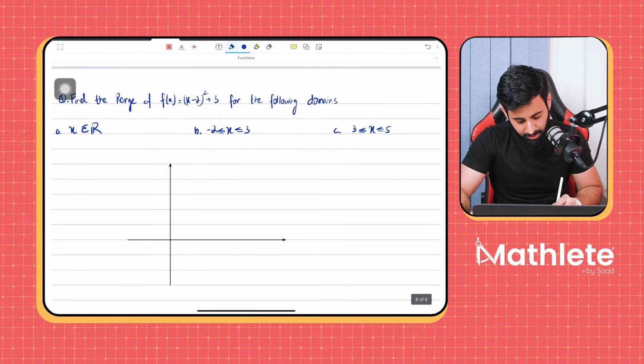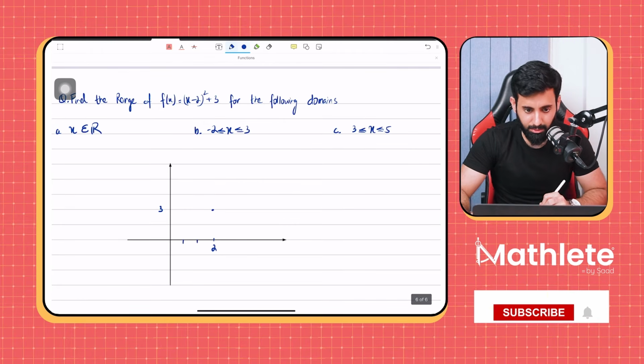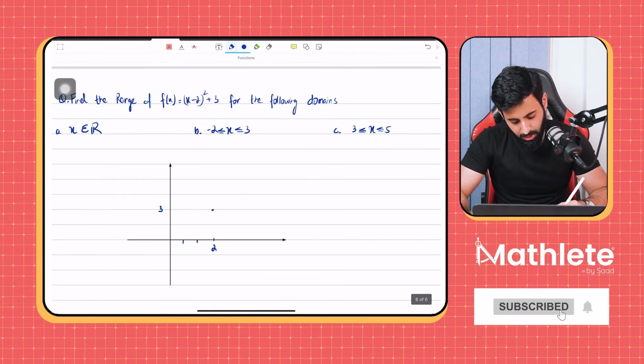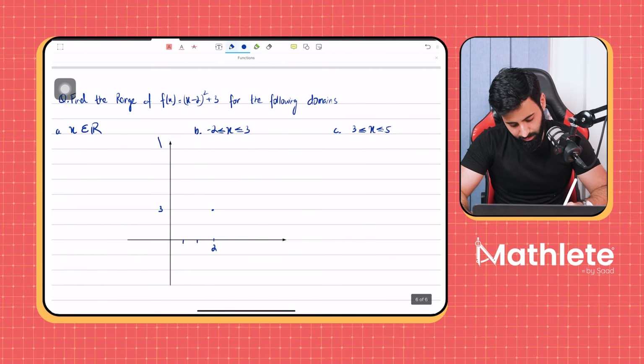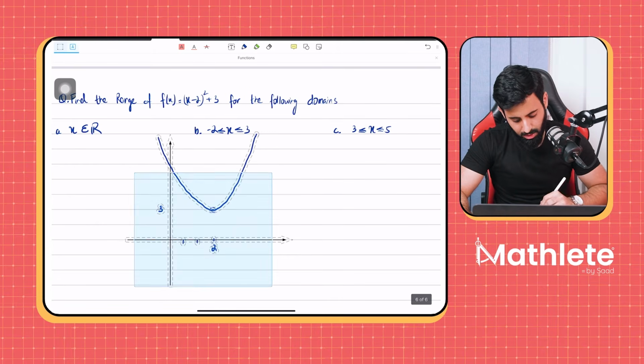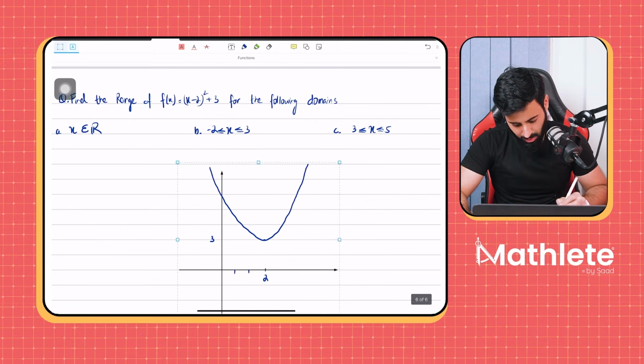That's correct. I can find out the turning point. So what's the turning point? The turning point is 2, 3. So let's say it's somewhere over here. What does the curve look like? This is what it looks like. And remember, this is just a sketch. It's not an accurate representation.